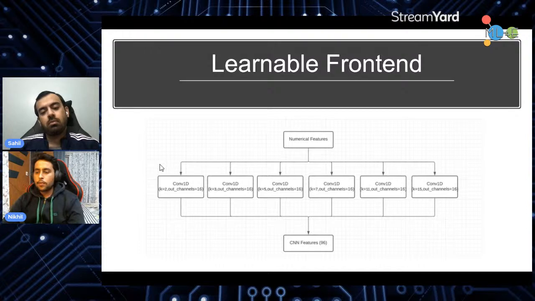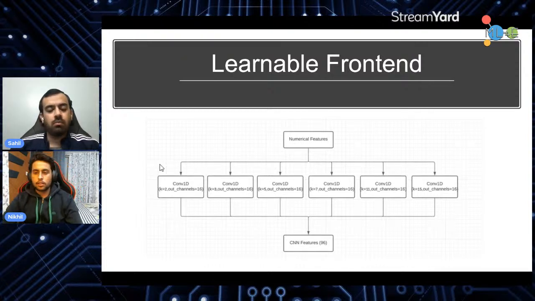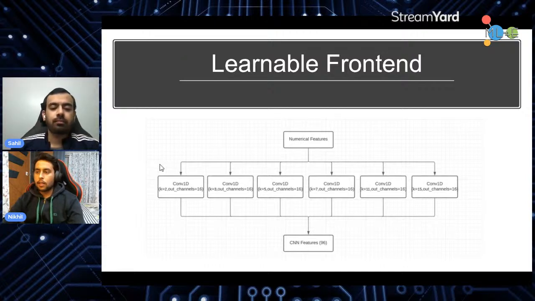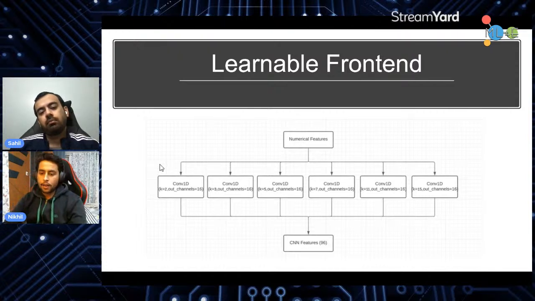If I'm using a window length of 2, my window is just looking at the nearest neighbor, the one just previous to the current data point, or just next to the current data point. But if I take a window size of 7, then I'm looking at its 7 nearest neighbors in sequence. So we used kernel sizes of 2, 3, 5, 7, 11, and 15.